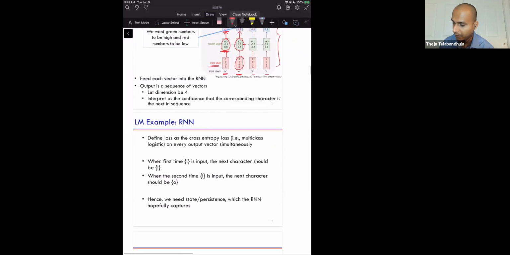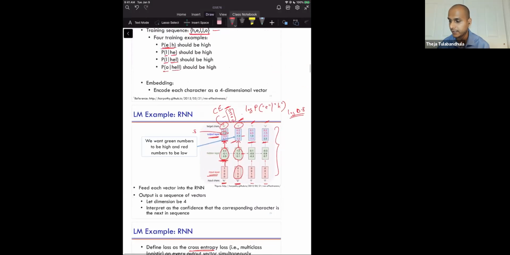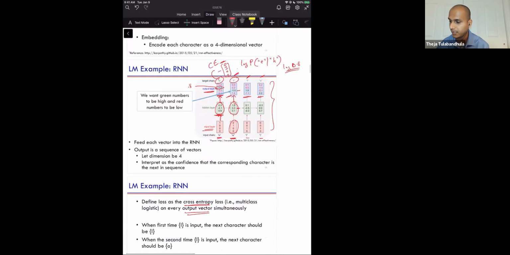Okay, so all I'm trying to say is that you can define a cross entropy loss at every output vector simultaneously. So you will have a loss to ensure that the first output matches the character that you care about. The second output matches the character that you care about, which is L. The third output matches the character that you care about, and the fourth output also matches the character that you care about. So there will be 4 loss terms for the full training example, training sequence.